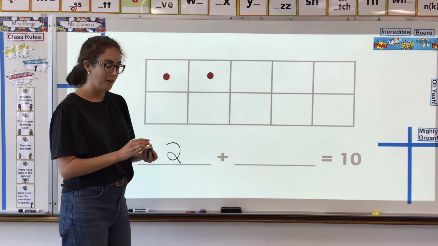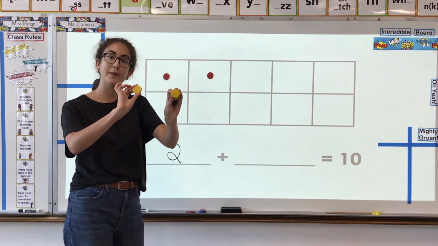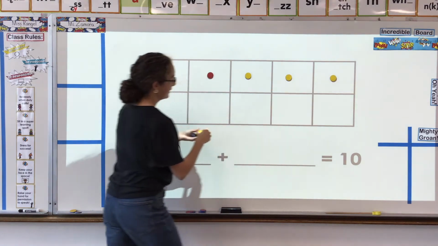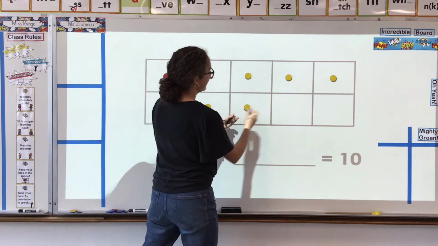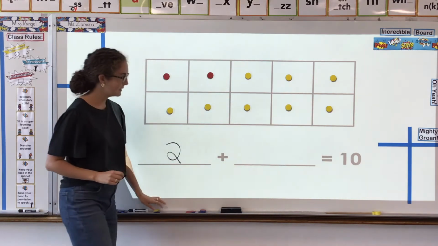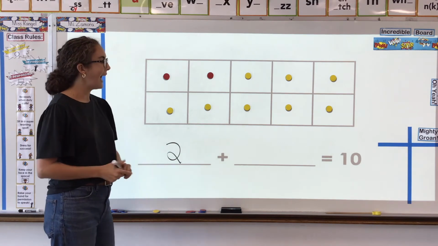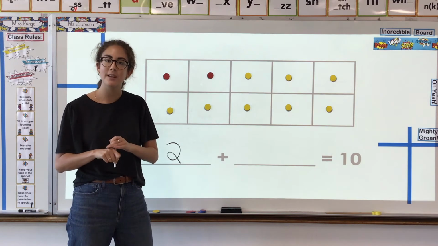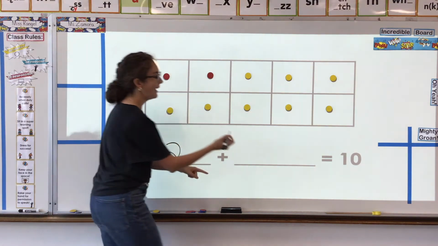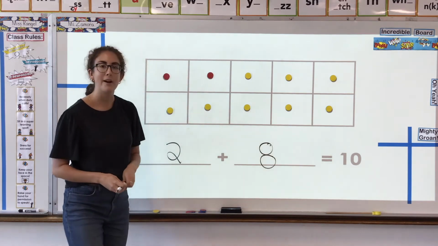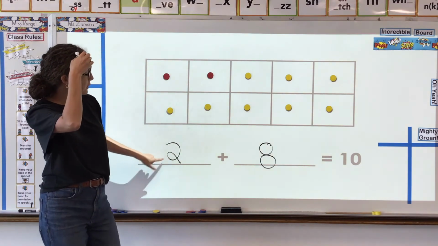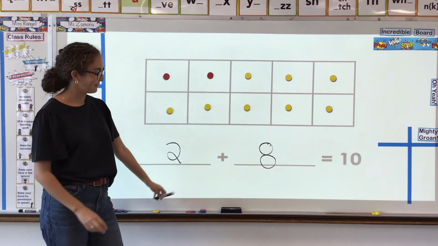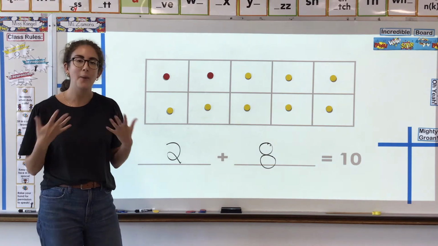Let's count and see. So you're taking a counter of the other color. 1, 2, 3, 4, 5, 6, 7, and 8. Ta-da! We have 8 yellow counters. That's how many were left. And therefore, 2 and 8 are pairs to 10. So 2 plus 8 equals 10.